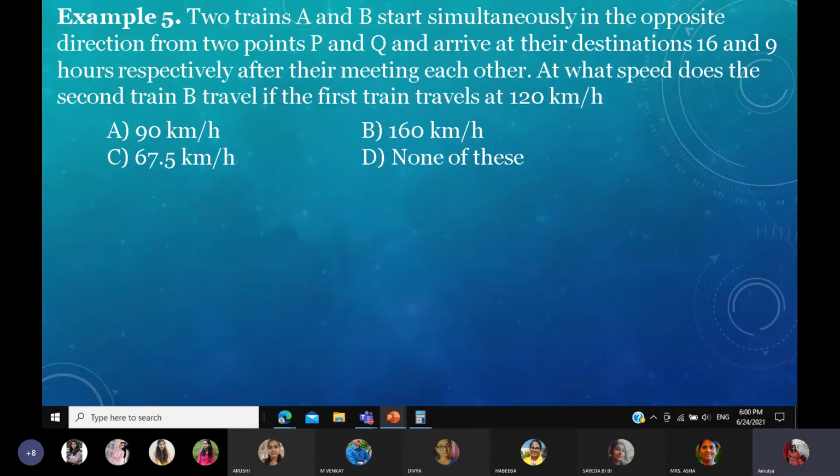Fifth one, two trains A and B start simultaneously in opposite directions from two points P and Q and arrive at the destination in 16 and 9 hours respectively. After meeting each other, at what speed does the second train B travel if the first train travels at 120 kilometers per hour?